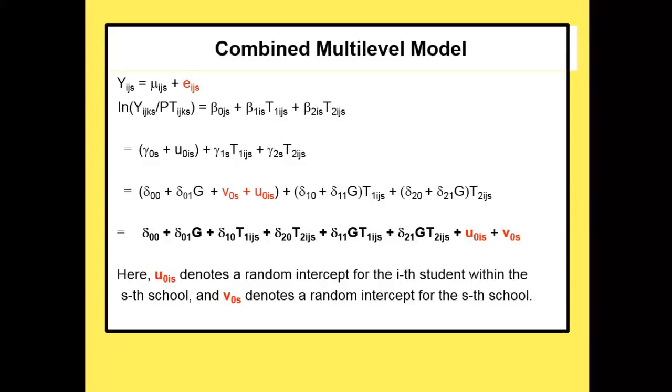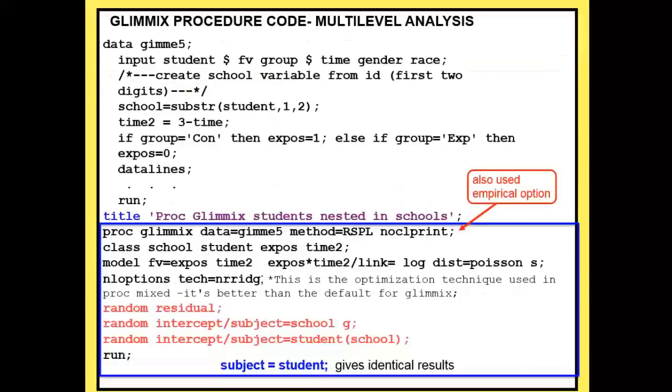So what do we have to do? Look at the bottom of the screen. This is just putting the data in. The name of the data set is Gimme 5. It's got the names of the variables and how they're defined. But here is the model. Expos is the variable that indicates whether you're in the experimental group or the control group. It's a 0, 1 variable. Time 2 is a class variable that's defined as 2 dummy variables for the 3 times. And then it's got expos times time 2.